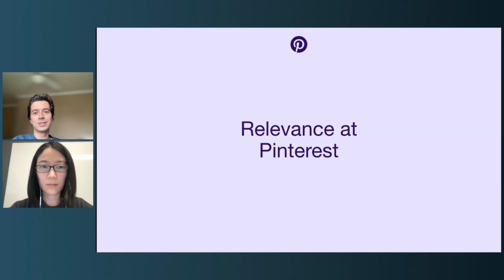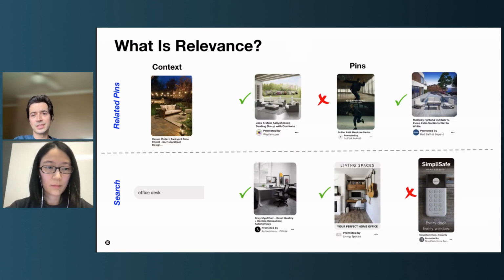We will start with the relevance problem at Pinterest. The first question is, what is relevance? The textbook definition refers to the degree to which recommendations align with the user's query and intent. Here are examples for related pins recommendations and search ranking. In related pins, the context is the user's close-up pin. For the pin backyard patio seating, pins showing outdoor conversation sets would be relevant, while a pin showing clothing might be irrelevant to the original user intent.